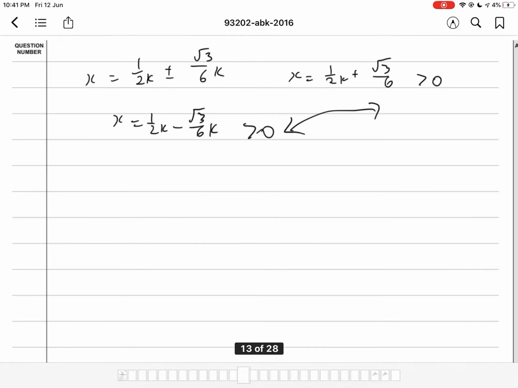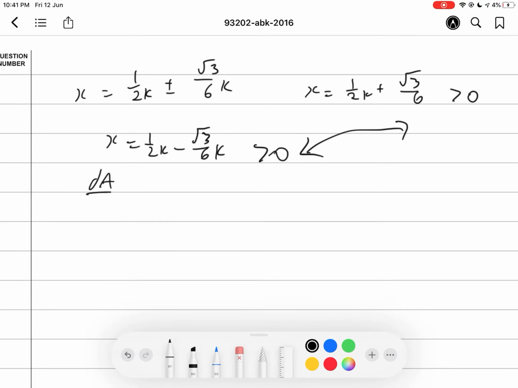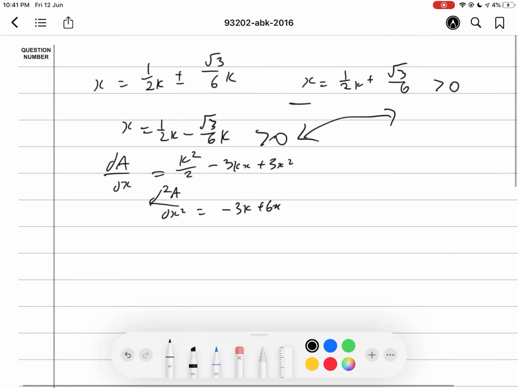Sorry, let's start that again. So dA over dx equals k squared over 2 minus 3kx plus 3x squared. d squared A over dx squared equals negative 3k plus 6x.